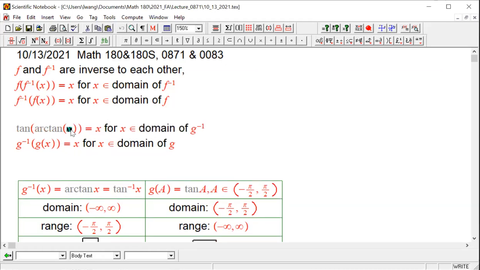And this X needs to be from where? From the domain of G inverse. The domain of G inverse is from negative infinity to positive infinity. Boom.